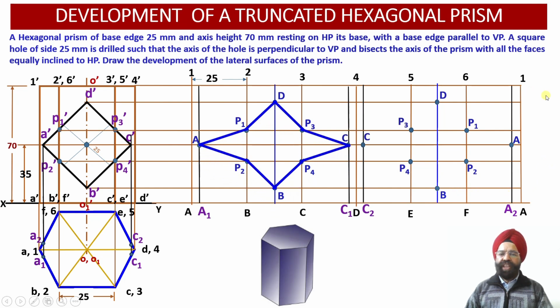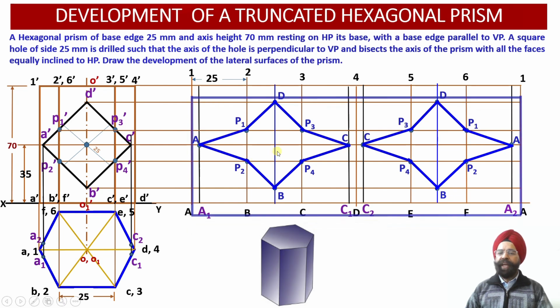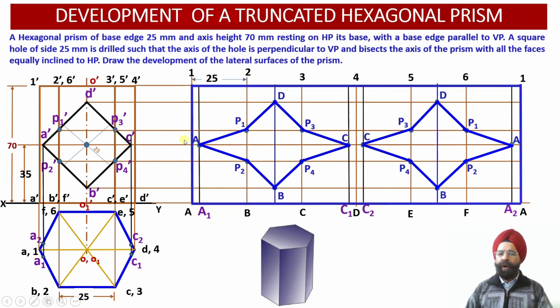So if we join the corresponding points, we will observe that the true shape of the square hole, which is obtained onto the lateral surface developed over here, will be obtained as star shaped projections. So this way the development of the true shape of the square hole has been obtained. So let us join the boundary over here.